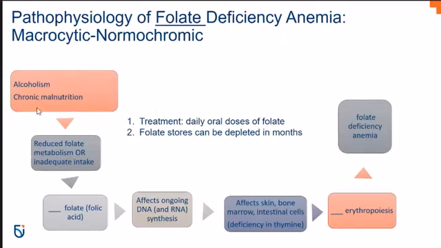Chronic malnutrition, whether it's in developing or developed areas of the world: if folate's not consumed, then we don't have it for proper red blood cell production. So whether we have reduced folate metabolism because there's a problem with the liver, or we have inadequate intake, we're going to have this reduction in folate, which is going to affect, we've talked really about DNA synthesis, but it does actually play a role with RNA synthesis as well.